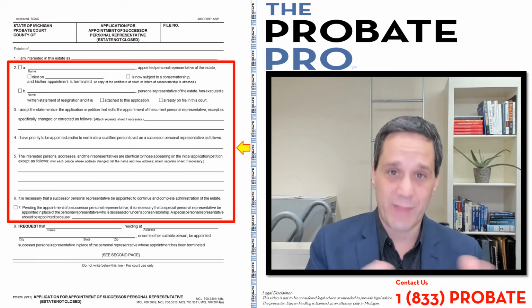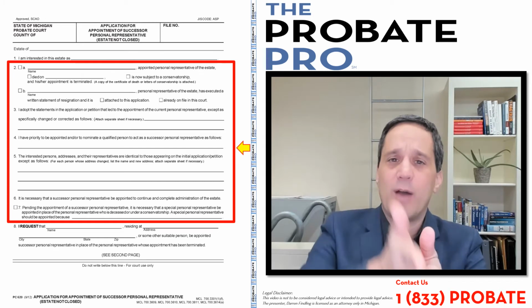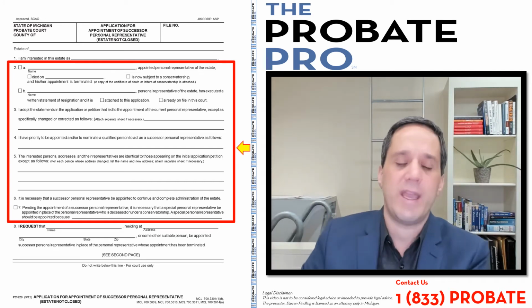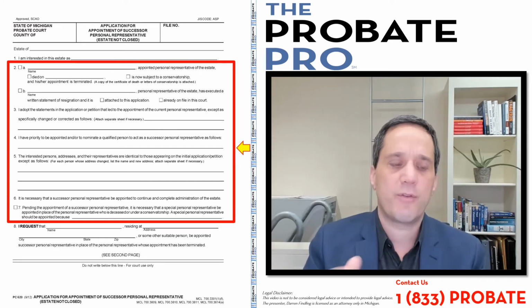If the person died without a will, we call that intestate. Are you the surviving spouse? Are you a child? What is your right under the statute and court rule for that appointment?